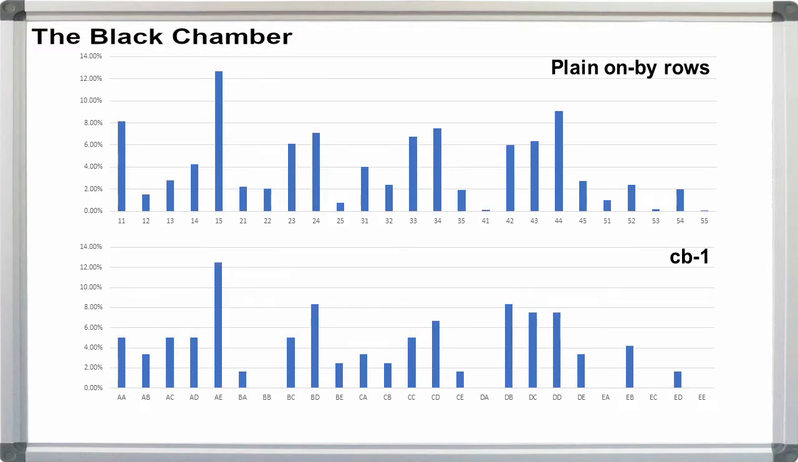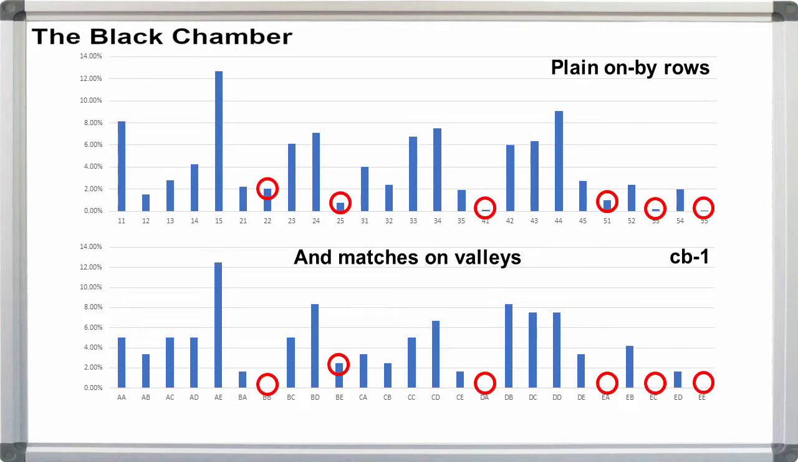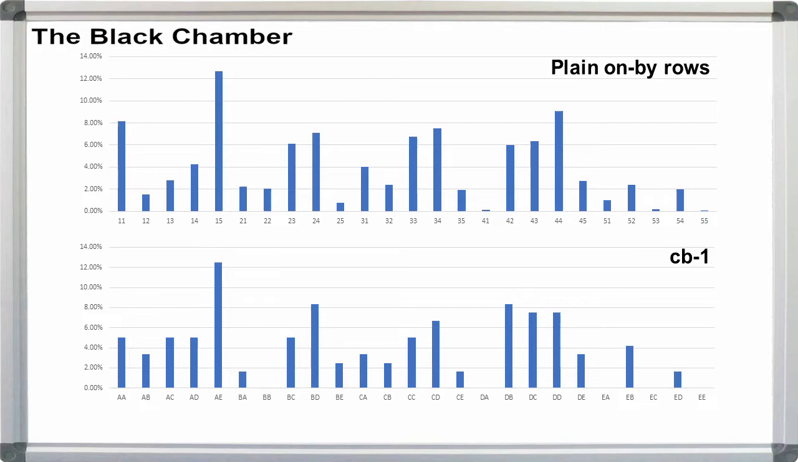Putting this data into graph format, we can see that we have a pretty good match for all of our major peaks and valleys. We may have a bit of variation for each of our letters, but that's to be expected based on the actual content of the message. Anyway, I don't think there's a name for this kind of square. I nominate plain on by rows.